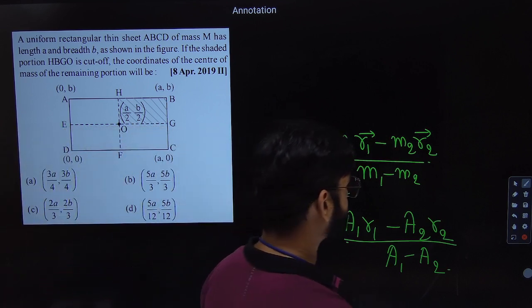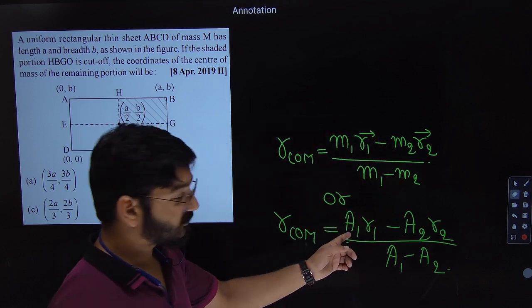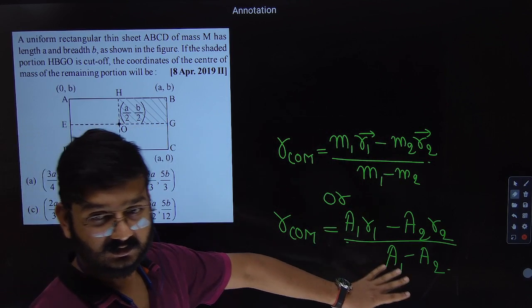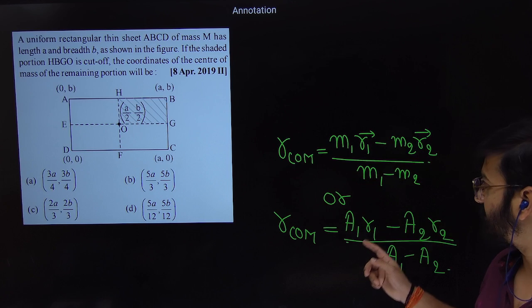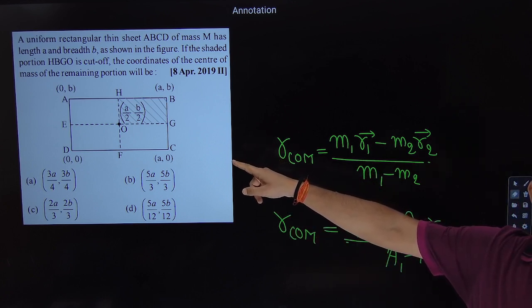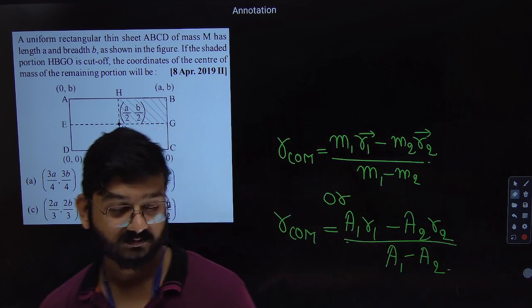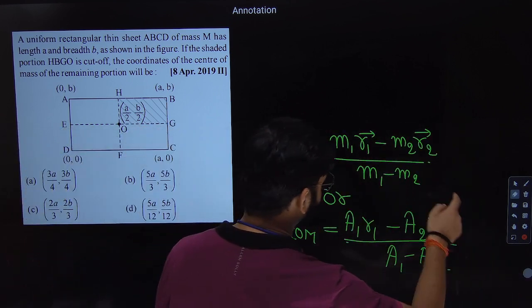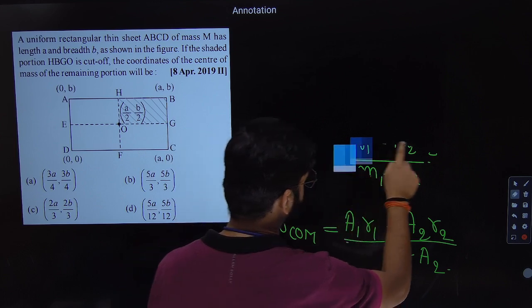Okay. Anyone got the answer? A is what here? Area. If mass is not given, you can substitute mass with area. Here area is given, right? Length and breadth, AB. So whatever suits according to the situation, we can use it. So I will use the A thing here.